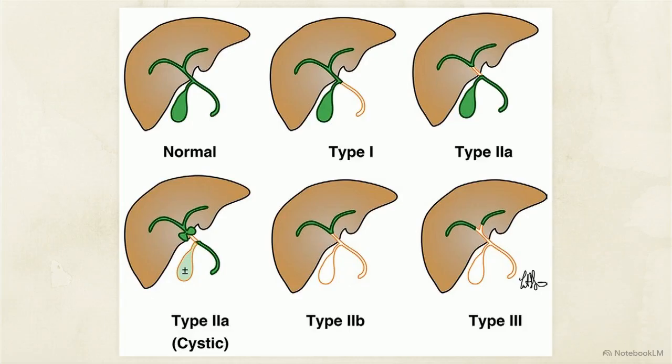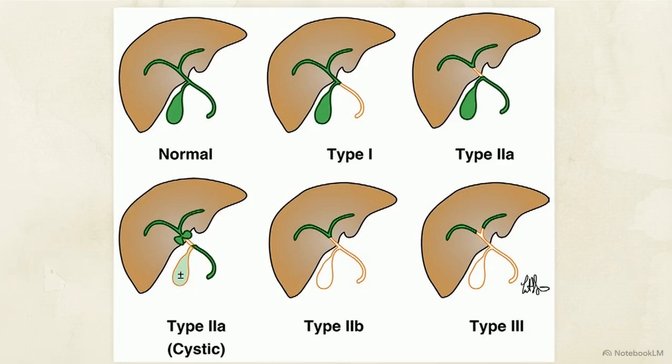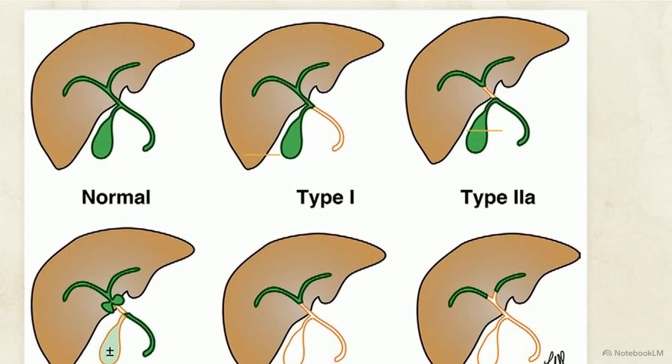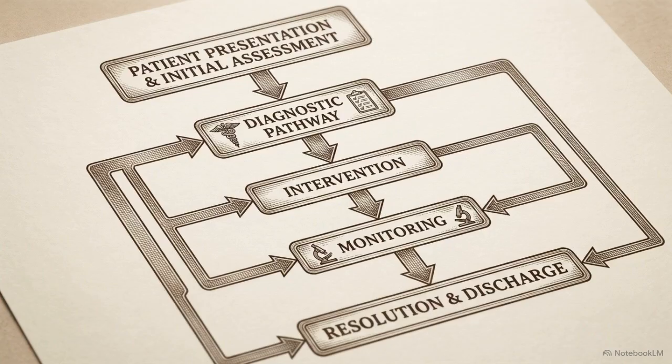These diagrams show how the extent of ductal obliteration varies between patients. In type 1 and 2A, the gallbladder or distal common bile duct may still be visible. A visible gallbladder on ultrasound does not exclude atresia in the higher ducts. Since a normal ultrasound cannot rule out the condition, the algorithm proceeds to a functional assessment.